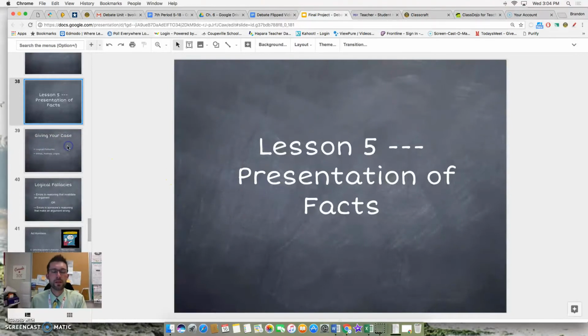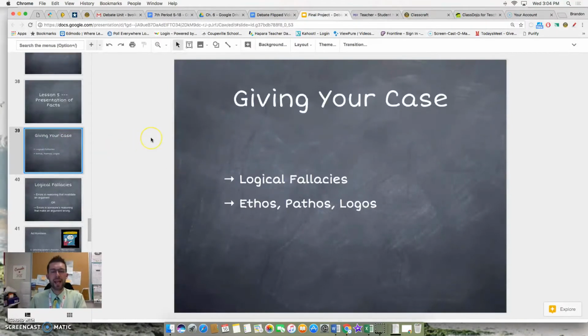So, when you are giving your case, there are 2 things you want to keep in mind. The first is called logical fallacies. The second group of items you want to keep in mind are what are referred to as ethos, pathos, and logos. It sounds like the names from the Three Musketeers, but these aren't Three Musketeers you want to deal with. Let's first talk about logical fallacies.